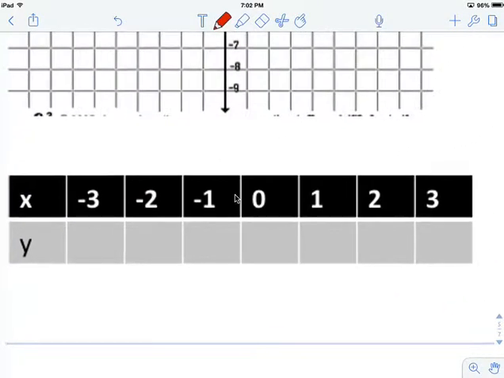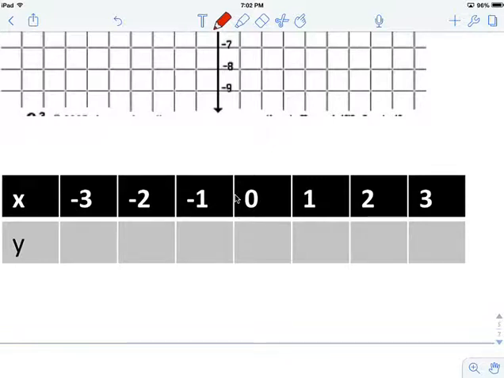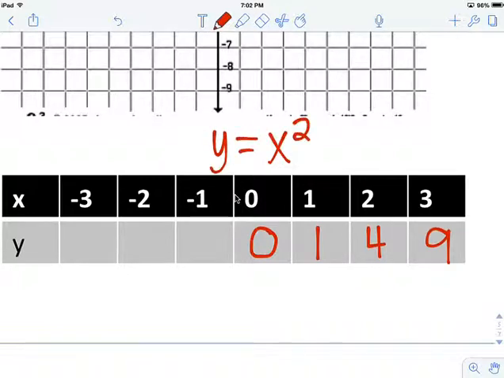Okay, so when you plug in 0, the calculator should give you a y value of 0. When you plug in 1, the calculator should give you a value of 1. 2 gives you 4, 3 gives you 9. Because we are plugging all of this in to x squared. So 0 squared is 0. 1 squared is 1. 2 squared is 4. And 3 squared is 9. Negative 1 squared is 1. Negative 2 squared is 4. And negative 3 squared is 9.